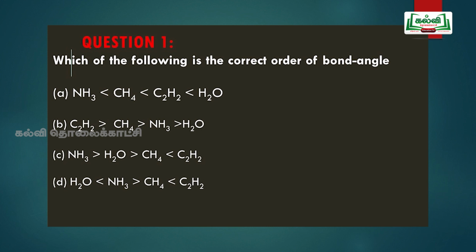Number of lone pair of electrons. So methane has no lone pair, ammonia has 1 lone pair, water has 2 lone pairs. So water has the lowest bond angle. So what's the correct order of bond angle? Acetylene has the highest bond angle, then methane, then ammonia, then water. So we used 2 factors: one, nature of hybridization, and then lone pair of electrons. By using these 2 factors, we find the answer, that is option B.